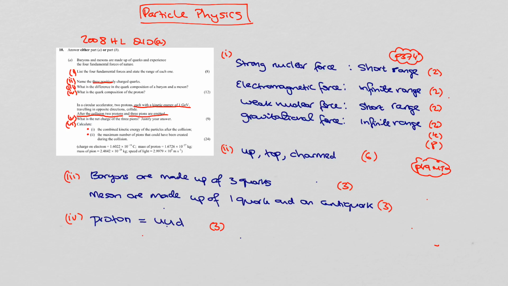So the first thing we're asked here is, what is the net charge of the 3 pions? And we have to justify our answer. Okay, so let's have a look. Well, let's write out the equation. So we have a proton and a proton colliding. And after that collision, we have our proton and our proton. And then we have 3 pions. Now we need to know what must be the net charge of these 3 pions. So what's the charge? And it only wants the net charge.